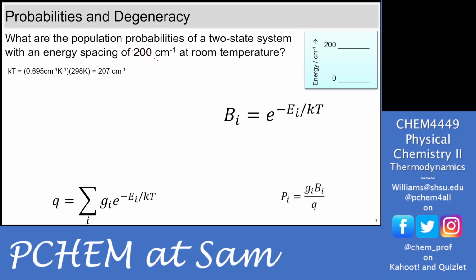Now, this is convenient because essentially kT at room temperature, so 298 Kelvin, is 298 Kelvin times that Boltzmann factor in wave numbers per Kelvin, 0.695. That gives us a thermal bath of 207 wave numbers. So that's roughly equal to 200 wave numbers.